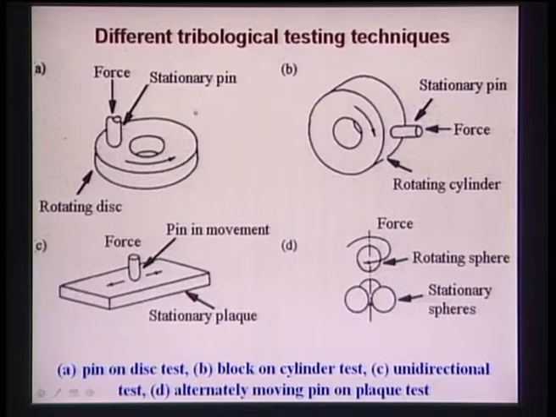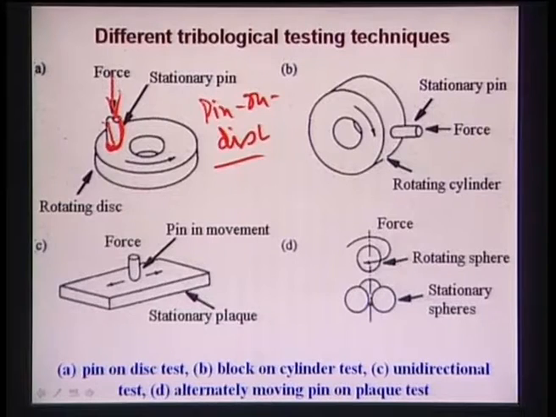This first one is called the pin on disc type of setup, and this pin on disc is most widely used across the world. Essentially, as the name suggests, the pin is a cylindrical pin, and this cylindrical pin is forced against a rotating disc. Normally, as I said, one body is in relative motion against the other. Here the rotating body is number 1 and the pin is number 2. The disc always rotates at a certain rotational speed, and the pin stays at rest at a particular position.